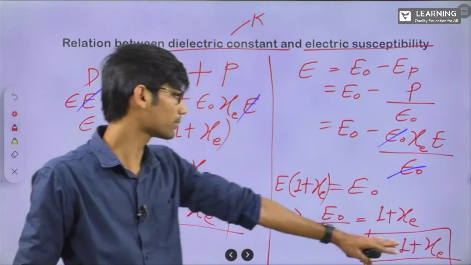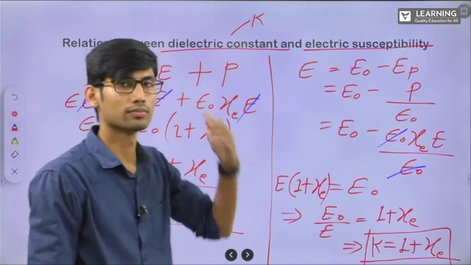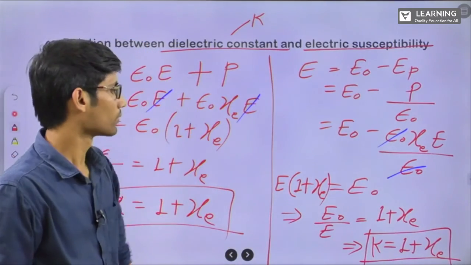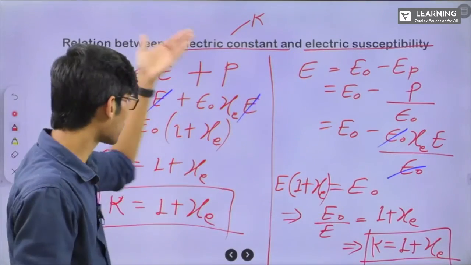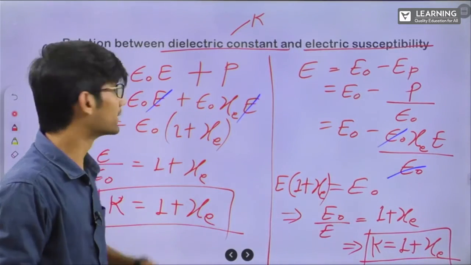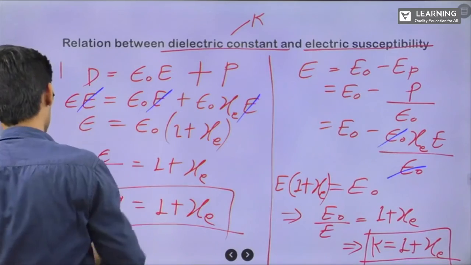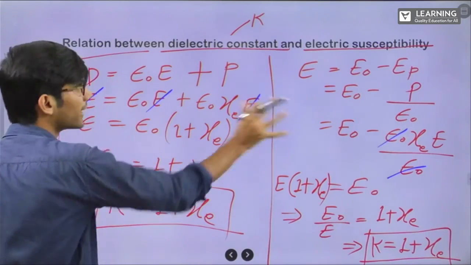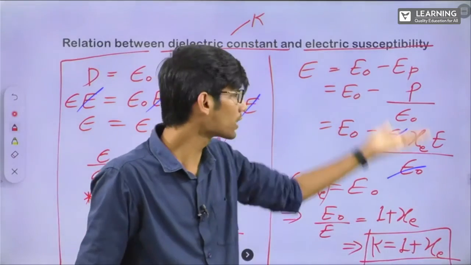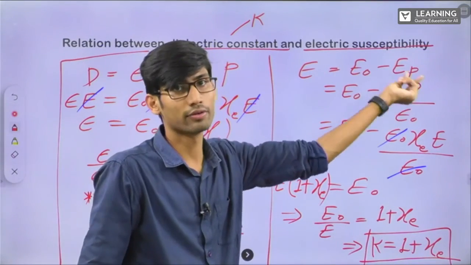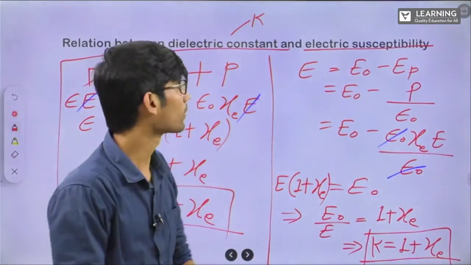Clear? So from here also you can get it. This is the main derivation, okay, that is for your understanding. If you are not remembering this and you forgot the formula you want to get, you can replace that sigma with this P and get the answer. Okay.